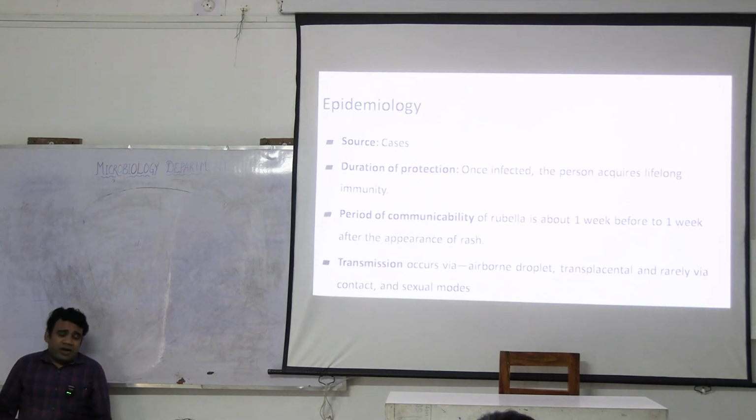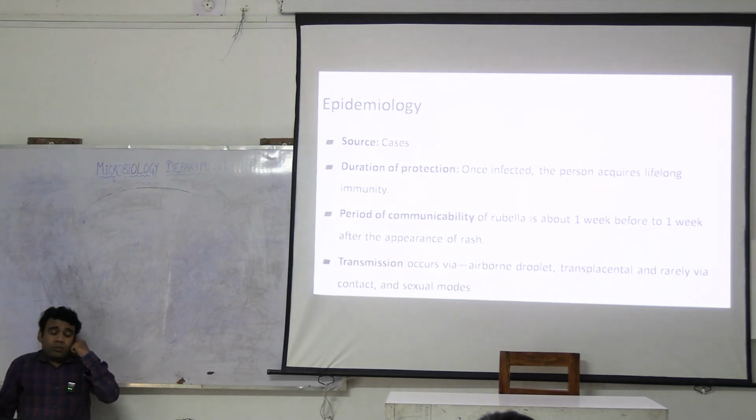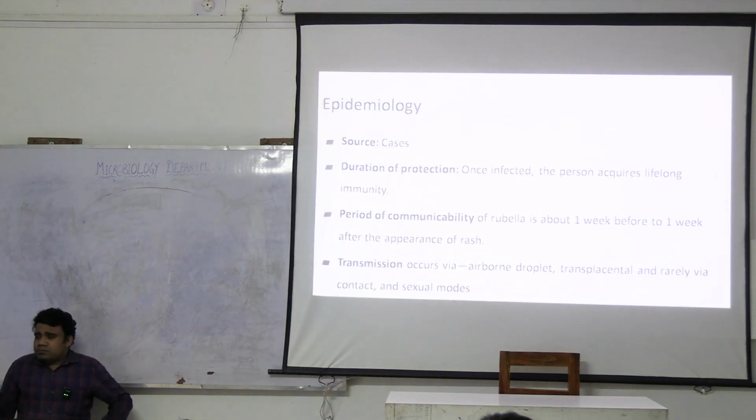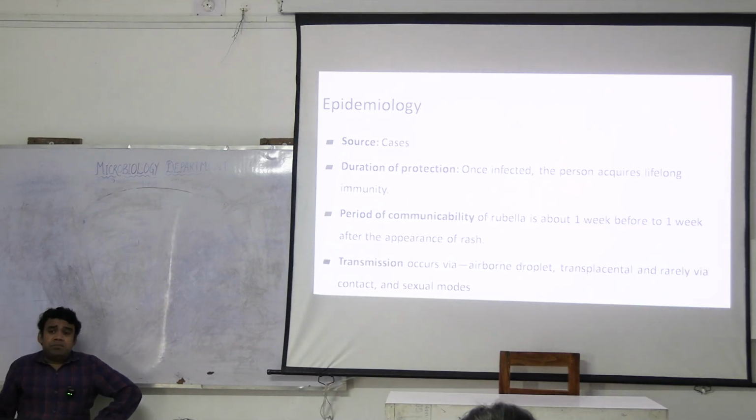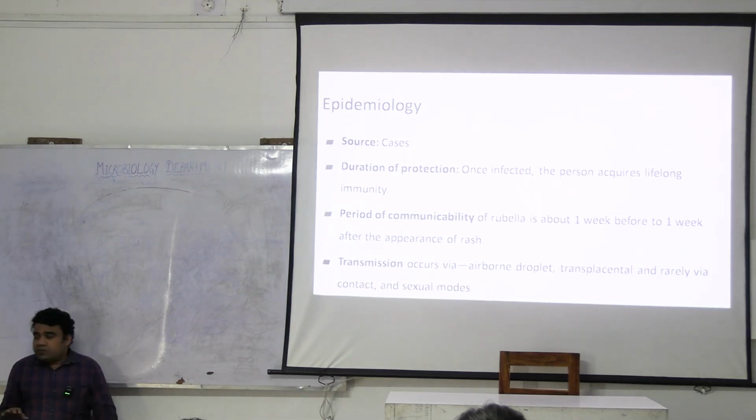Blindness is mainly because of cataract, and cardiac abnormality is mainly because of the patent ductus arteriosus. Many other cardiac abnormalities may also be there. Now, the important part over here is the period of communicability. Again, if a pregnant woman is infected, this time period is very, very important for intervention.